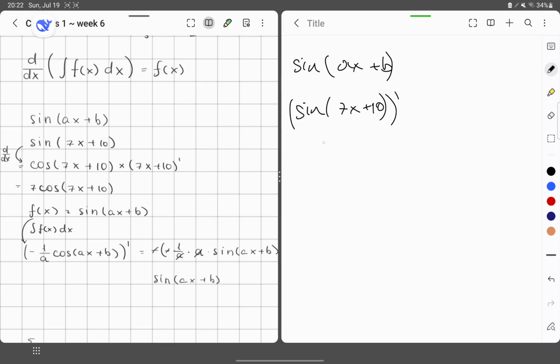The derivative of this one, firstly, according to the chain rule, sine will be cosine 7x plus 10, then we will multiply it by the derivative of the inside. So in derivatives, we need to pay attention to the overall thing, then that thing. The overall cosine 7x plus 10 remains the same, times the derivative of just 7x plus 10, which is 7. And it will be 7 cosine 7x plus 10.